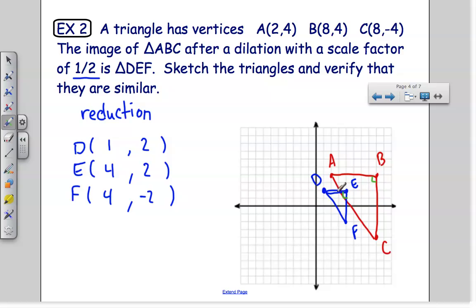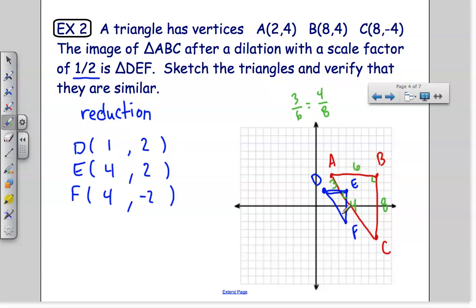The length from D to E was only 3 units. The length from A to B was 6. Look at that, double. The length from E to F was 4. The length from B to C is 8. And yeah, we have 3 compared to 6 is the same as 4 compared to 8.